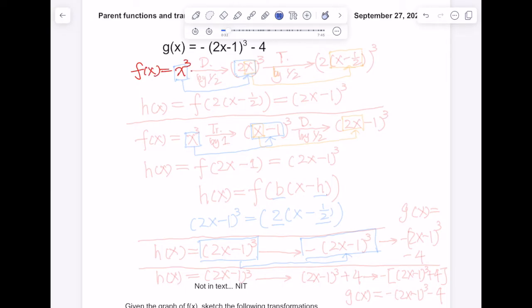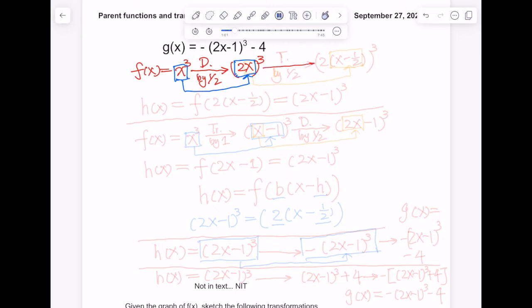First, we do the horizontal dilation by a factor of half. That is to replace every x by 2x. That is horizontal dilation by half. You are replacing every x by 2x.